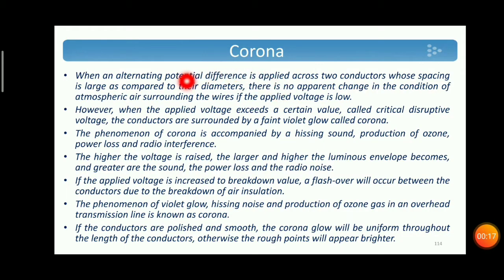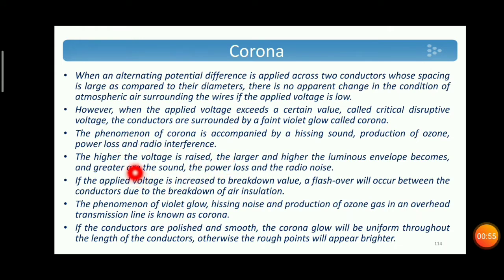When an alternating potential difference is applied across two conductors, and if the spacing is large compared to the diameters, there is no apparent change in the condition of the wires. But when the applied voltage exceeds a certain value called the critical disruptive voltage, the conductors are surrounded by a faint violet glow, and that is called corona discharge. The phenomenon of corona is accompanied by a hissing sound, production of ozone, power loss and radio interference.